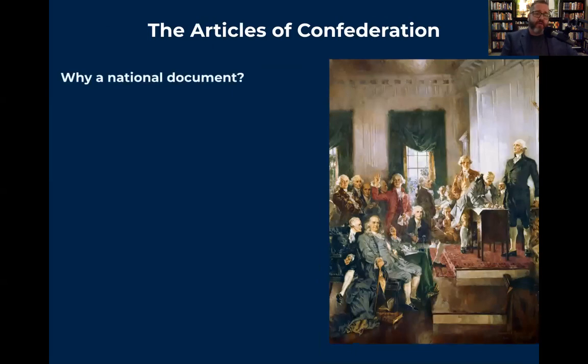The Articles of Confederation, in essence, understanding why we needed a national document. Again, we're on the tail end of the American Revolution, and we did need something to unify the nation, because right after the war was over and the surrender of Cornwallis at Yorktown freed the United States up, and of course the Treaty of Paris signed in 1783, the U.S. needed something to identify it nationally. Right? It was up until this point a loose confederation of states.